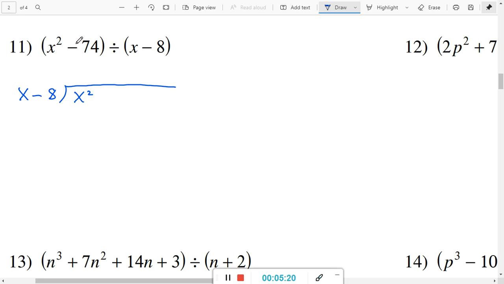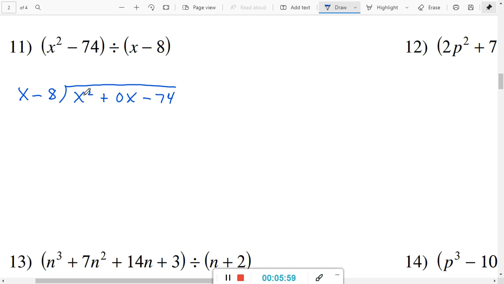But since there's no x in here, I am going to add 0x. Okay? So I am just adding 0. It's not changing the actual value. I'm just changing the form. And then on the end, minus 74. Okay, so what I wrote here is the same as what is here. It's just that I added on a 0x, so the exponents count down by 1. This is x squared, this is x to the first, and since there's no x here, it's like x to the 0. And this will make it line up better.